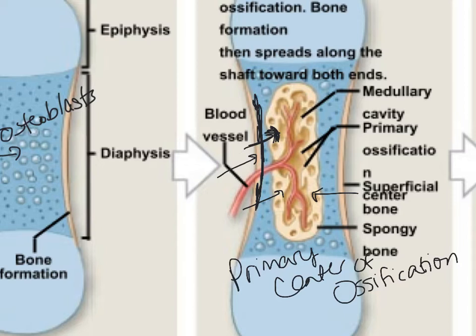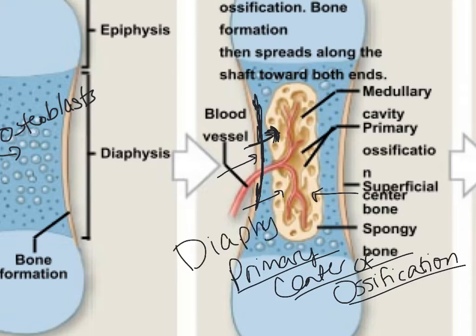The important thing here, because I don't want to get stuck in the mud, the important thing is this is the primary center of ossification. Okay? That's our main point here. And it happens in the diaphysis of the long bone. So that's our important point.